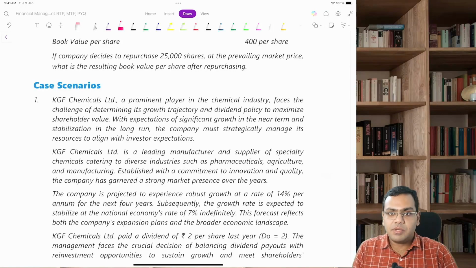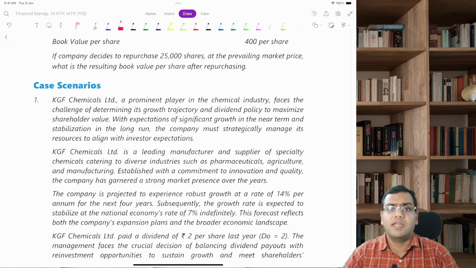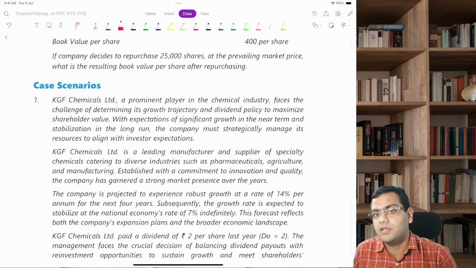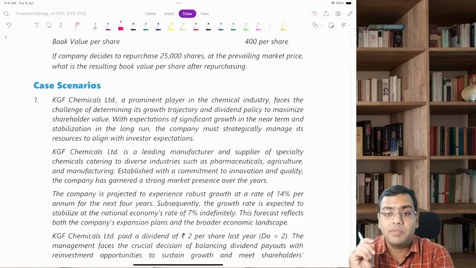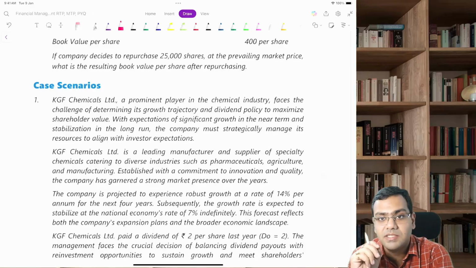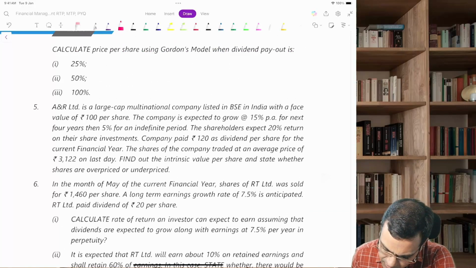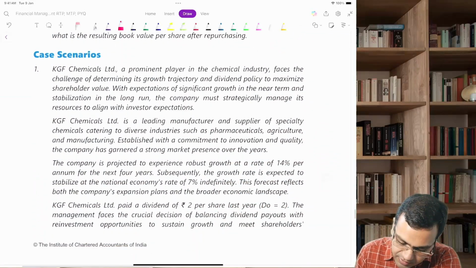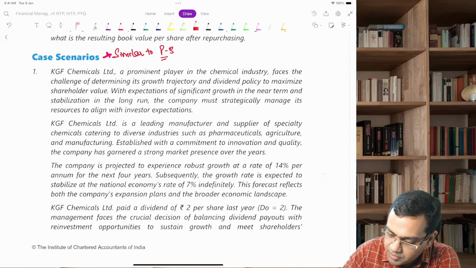Okay, so now we are going to discuss the case scenario on dividend decisions. Very easy chapter. This case scenario is similar to one of the practical problems that you have already done, but still I will explain how to deal with this kind of problem. This is very important from the practical question point of view also, because ICAI has already asked a similar practical question. This one is similar to practical problem 5.